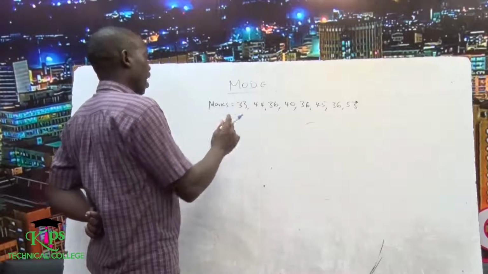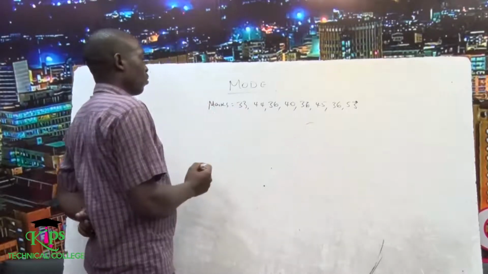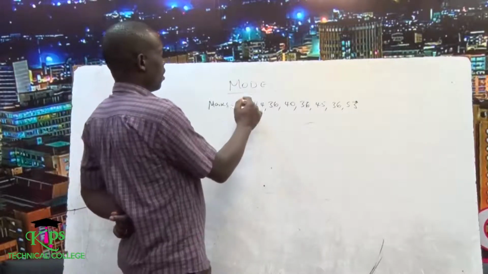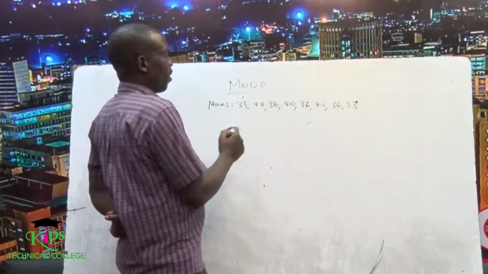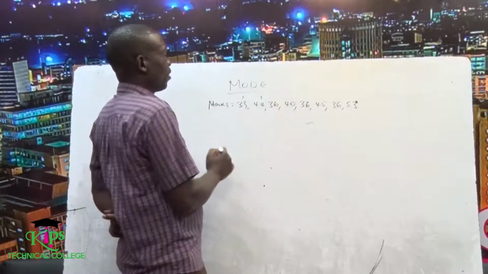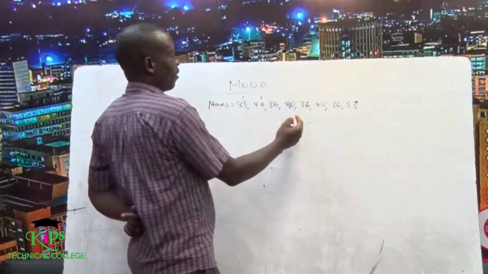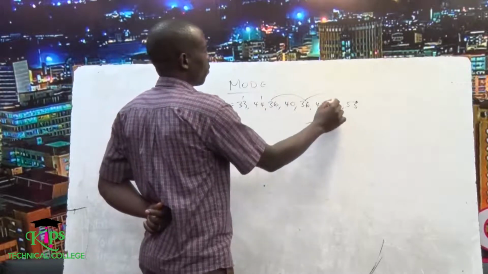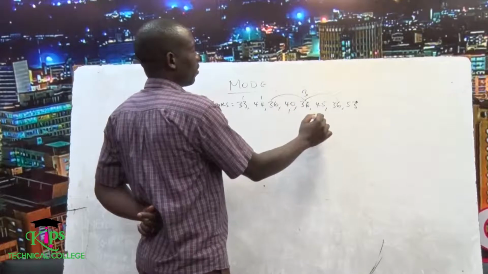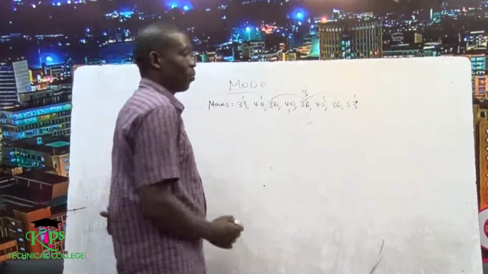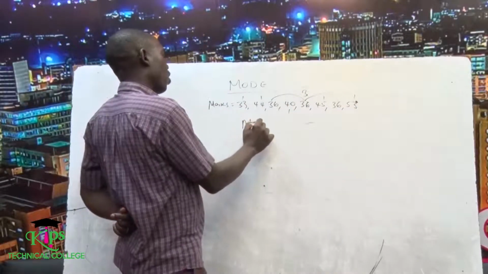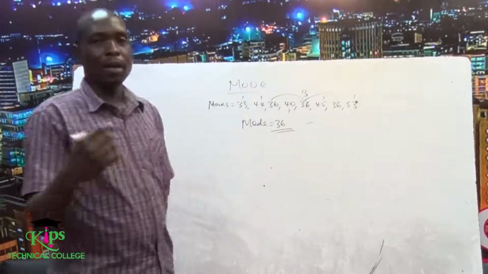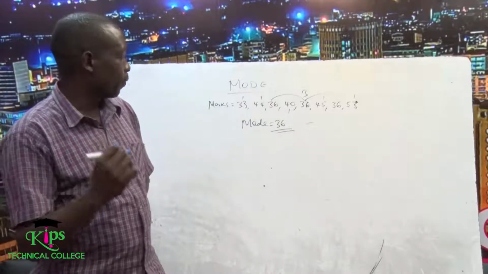So you just come to your data and try to find out which is the value that is most repeated. If you take 33, it is only appearing once. 44 is also appearing once. 36, we have 36, 36, and 36. So 36 is appearing 3 times. 40 is once, 45 is once, and 53 is once. So here, the mode will be equal to 36. The value that is most repeated becomes your mode.